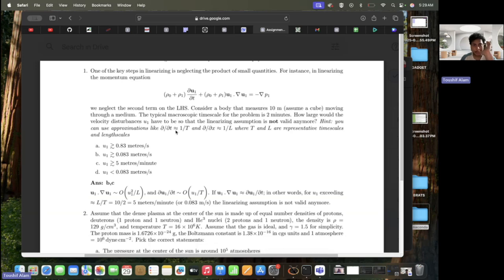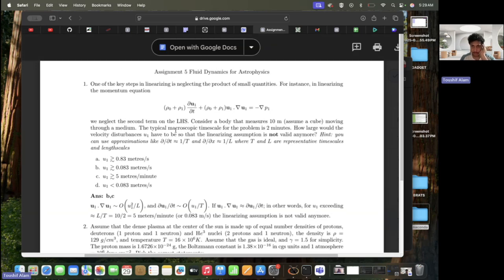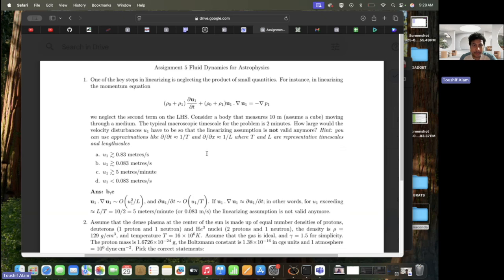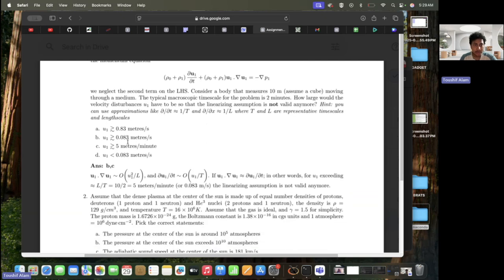To neglect the second term on the LHS, consider a body that measures 10 meters, moving through a medium. The typical macroscopic time scale for the problem is 2 minutes. How large would the velocity disturbance u1 have to be so that the linearizing assumption is not valid anymore? There is a hint: you can use approximations, del/del t approximately 1 by T and del/del x approximately 1 by L, where T and L are representative time scales and length scales. So u1 is greater than or equal to 0.83 meters per second, and these are the options.